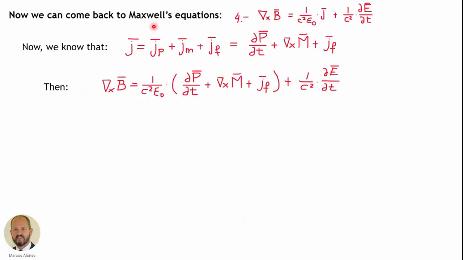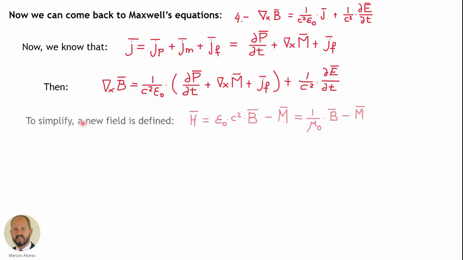So now we can come back to Maxwell's equations, the other equation in which we have the effect of matter, which is the fourth equation. Here we have J, which is the total current density, and as we have just seen, this total current density has 3 components. The polarization current, which is the partial derivative of the polarization with respect to time. The magnetization current, which is the curl of the magnetization vector. And finally, the current density due to free charges. So we can substitute this expression here and we get this equation.